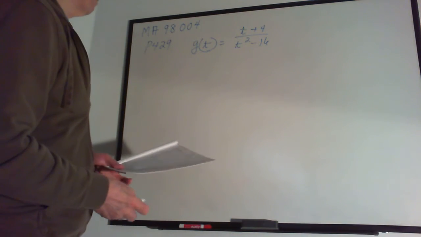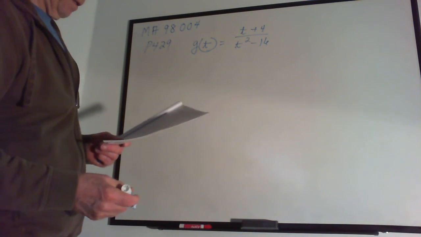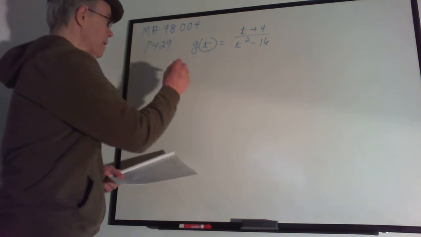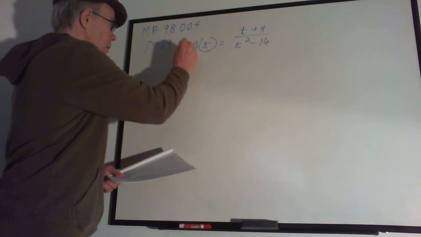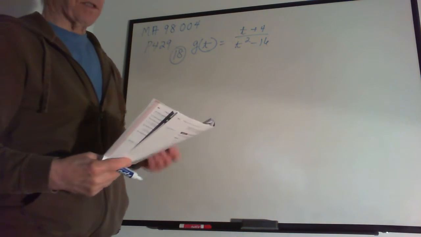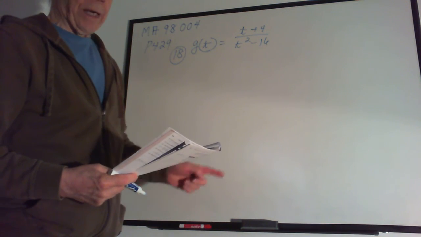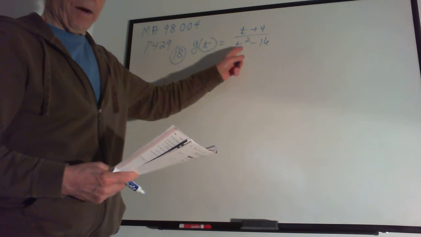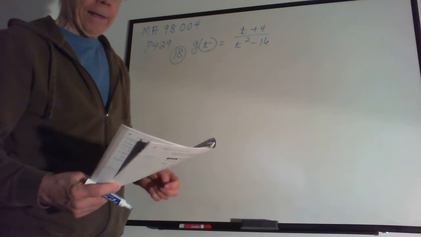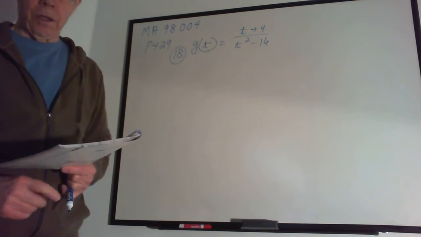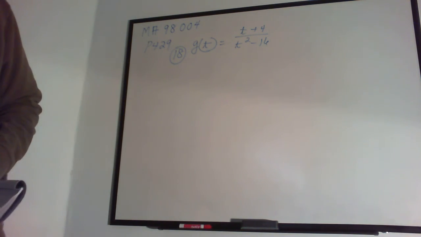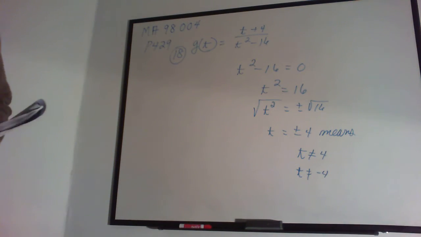All right, let's turn to page 429. Try number 18. They want to know what makes the denominator 0. They're asking you what is the domain. Whatever number makes the denominator 0 is not in the domain. So go ahead and figure out that first. Pause the video.